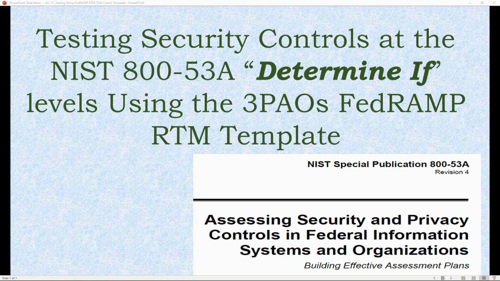In this video we are going to look at how we test security controls at the individual determine-if level using the FedRAMP 3PAO RTM template, instead of the control testing at the control level that we have seen in the previous videos. We are going to test AC-11 session lock at the individual determine-if level as an example, and we are going to use NIST 800-53A as a guide.